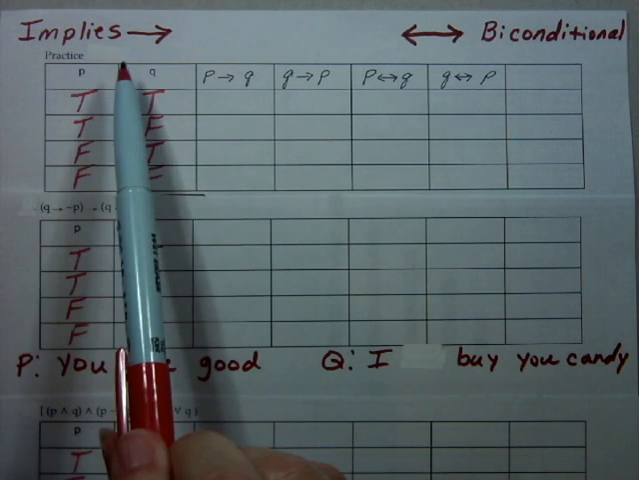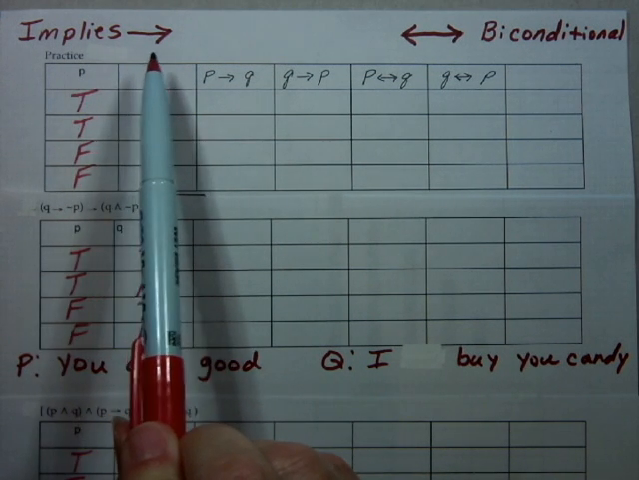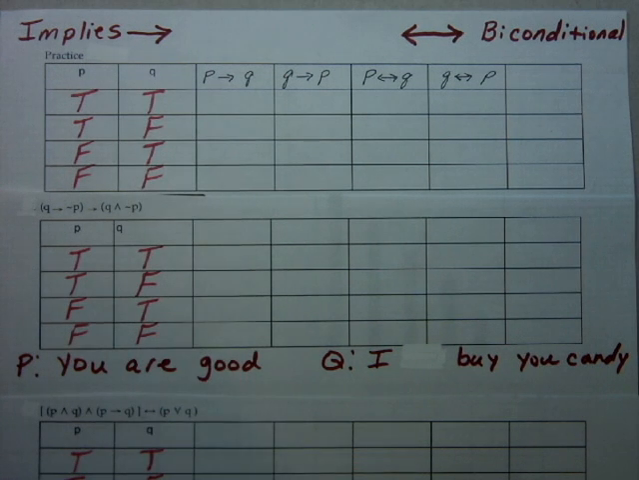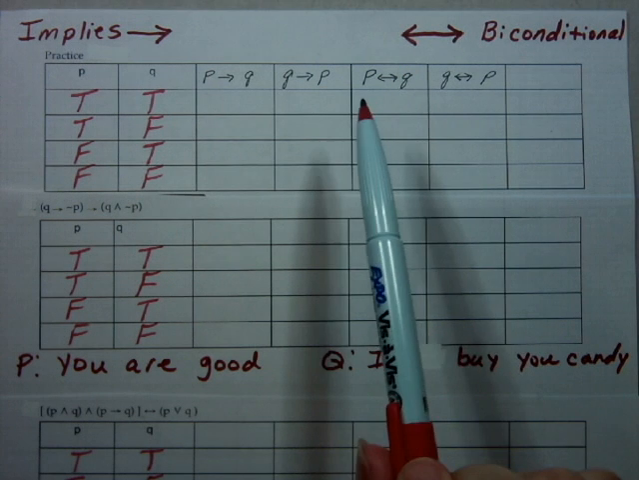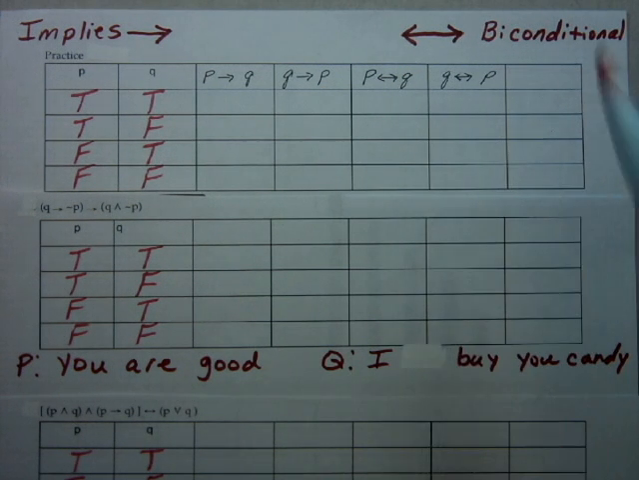Implies is read out loud, if this, then that. The biconditional is read out loud, if and only if this, then that. And there are different forms and ways that you can read them out loud. You'll see that whenever you read your text. Those are the basic ways we will use.